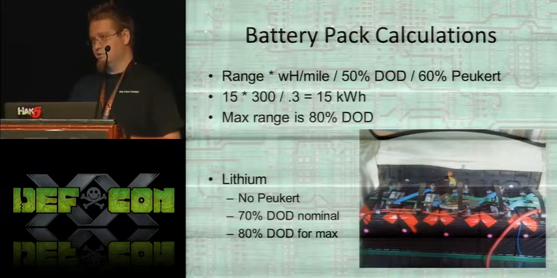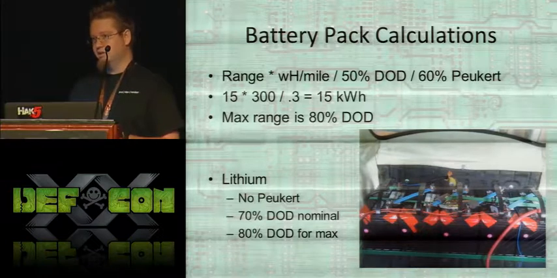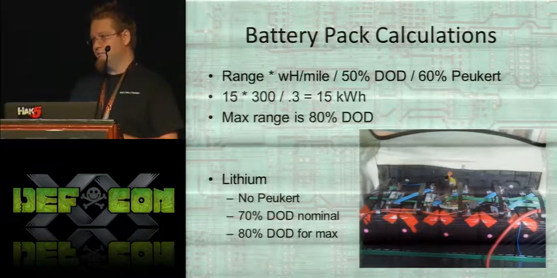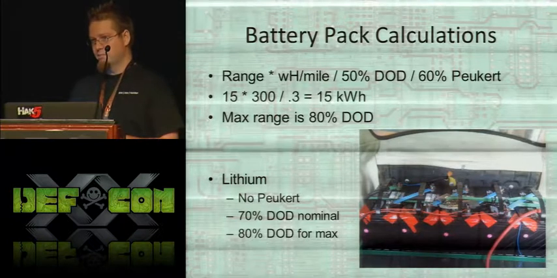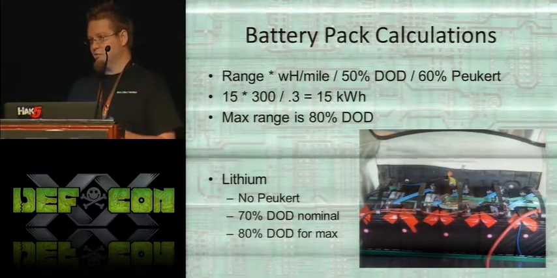And there's something called the Peukert effect. Every battery has a sticker rating. And that sticker rating is if you take 20 hours to drain that battery, that's how much power you get out of it. Obviously in a car, you're not going to spend 20 hours draining the battery.